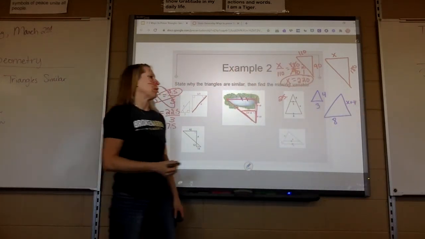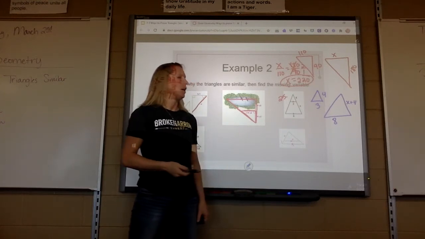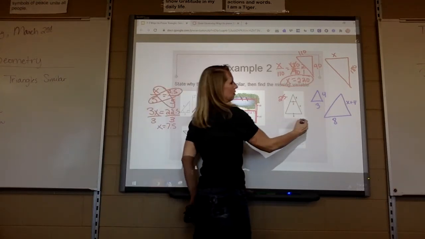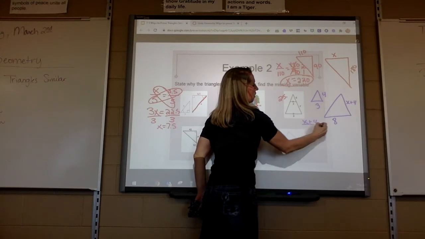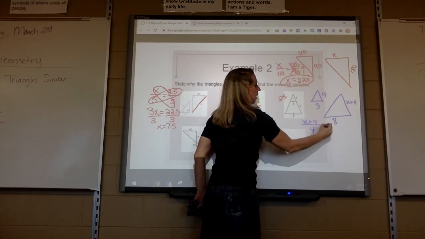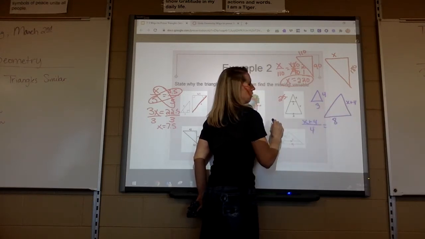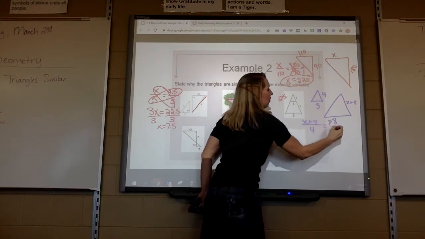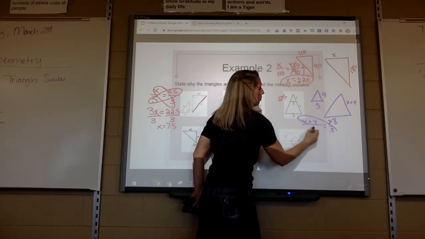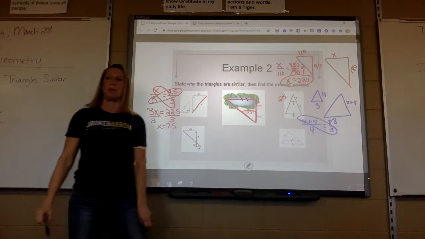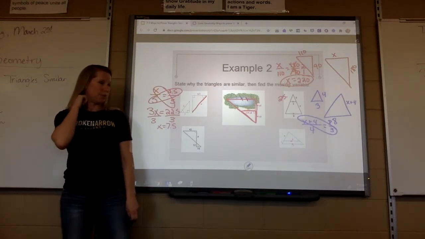Now let's set up our proportion. So how would you set it up? x plus 4 over 4, and then what? 8 over 3. Now when you cross multiply, you have to do the distributive property there.